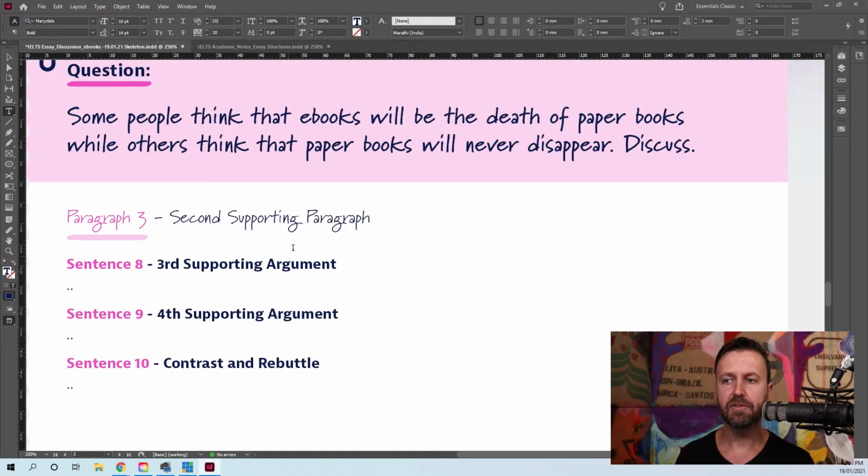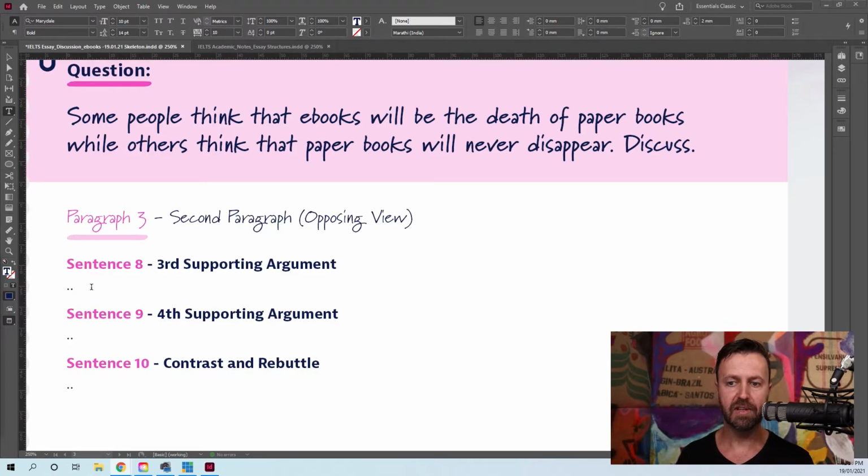We're now going to go to, I'm actually just going to change this second supporting paragraph to a second, let's just say second paragraph, and I'm going to put in here opposing view. So this is when we are changing direction. We're now going to be talking about the other side of the argument, which is why we believe e-readers could be the death of paper books. So let's do that now.